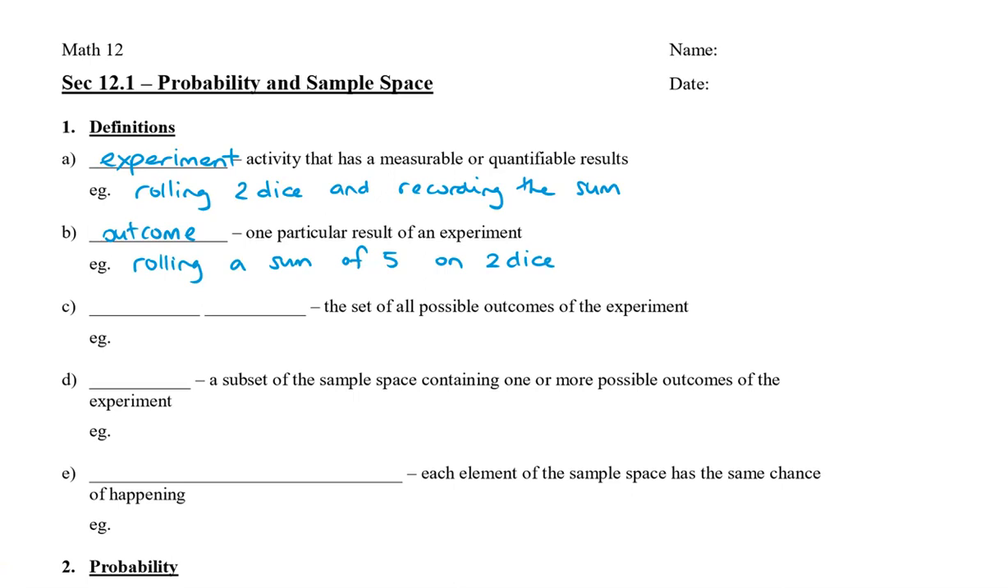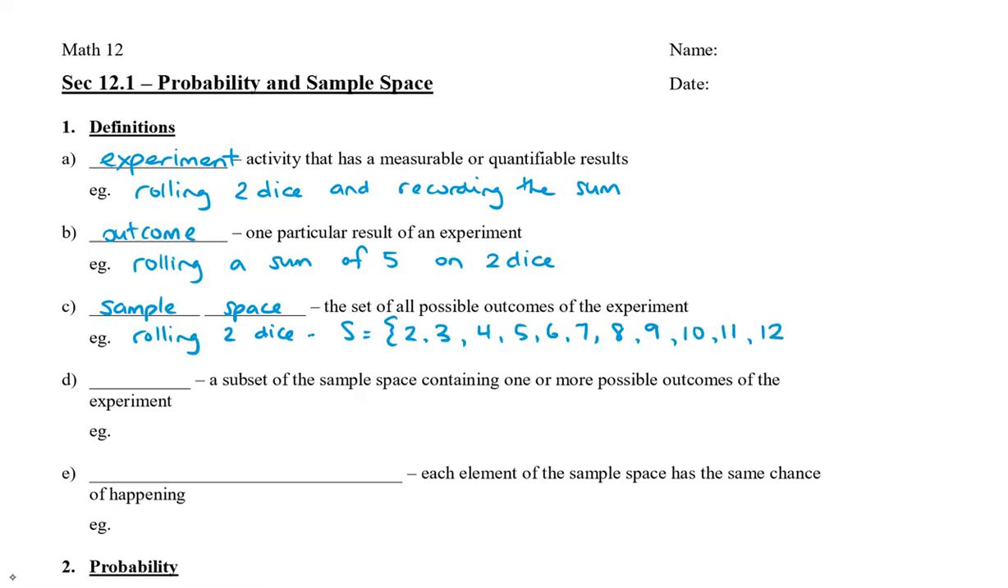When we list the set of all the possible outcomes of an experiment, all of those outcomes are called the sample space. So for example, when we roll 2 dice, we could say that the sample space starts with 2 because 1 plus 1 is 2, and then we can get all the combinations from 2 all the way to 12. So all of these sums from 2 to 12 would be considered our sample space.